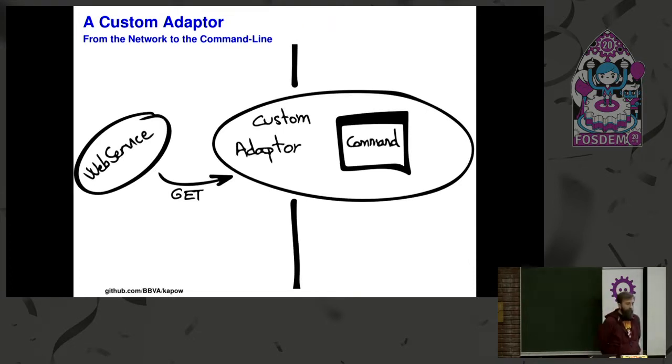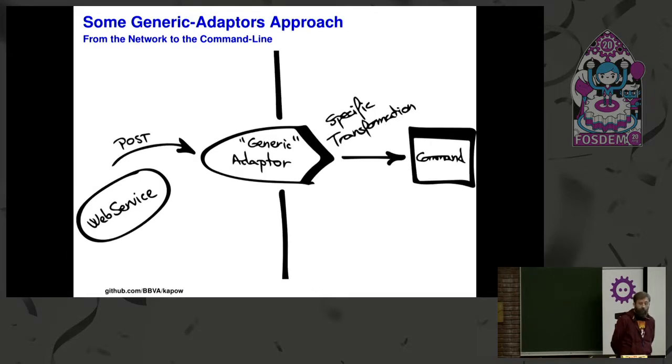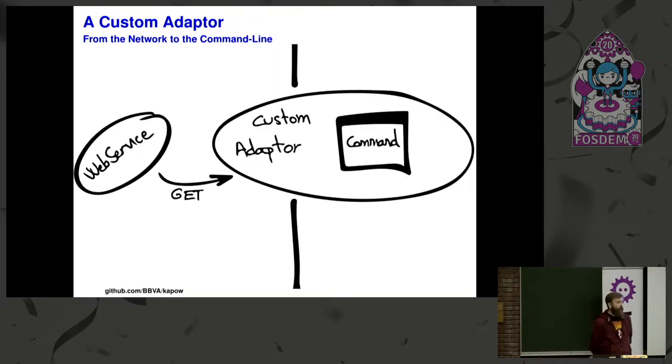Another approach is to use a custom adapter. If it's not possible to use a generic adapter because it's not suitable for a command, we can use our favorite programming language and make an HTTP server. And when the server receives an HTTP request, it can execute our command, passing the data, everything is hunky-dory. But this has some limitation because the command that we are interfacing is not part of the shell, and it's very difficult to interact with other commands without modifying our custom adapter.